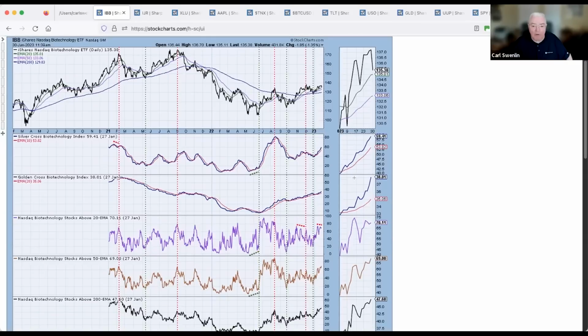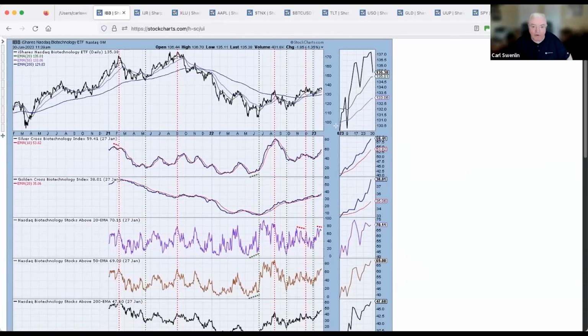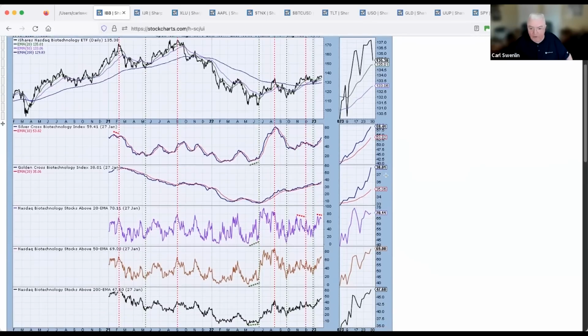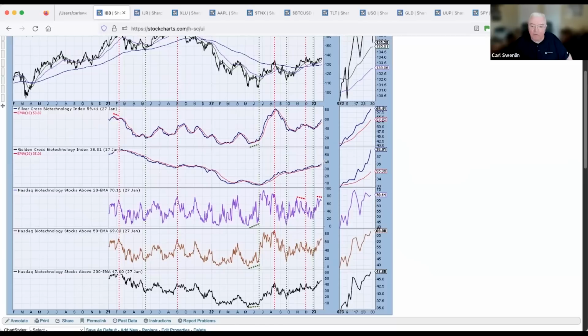Okay, so we have a set of charts that have all the Golden and Silver Cross indexes shown. Part of the calculation is the percentage of stocks above their 20 EMA, 50 EMA, and 200 EMA. Right now you see biotech's Golden Cross is rising, and that's a good thing. It's not what we would call bull market territory, but the Silver Cross certainly is. When it's above 50%, we consider it to be in a bull market condition.